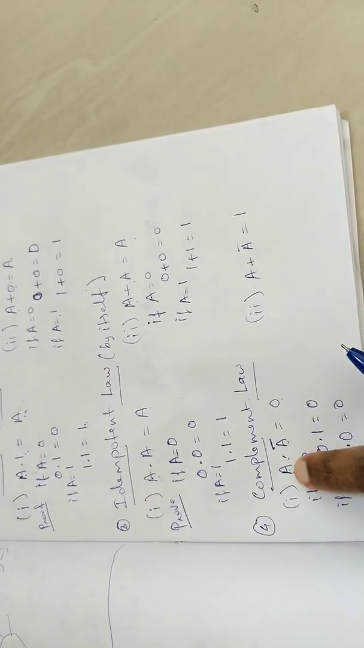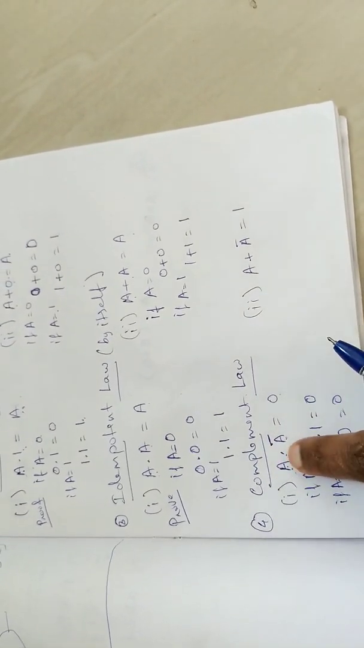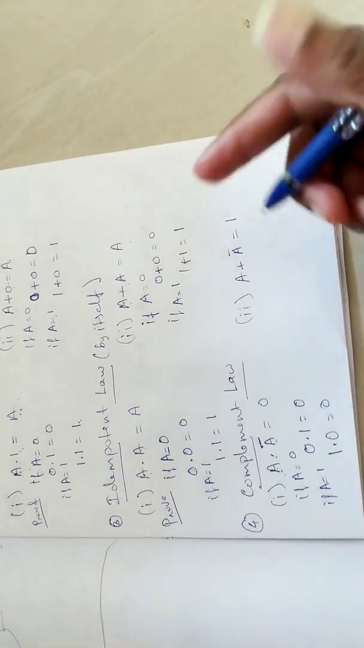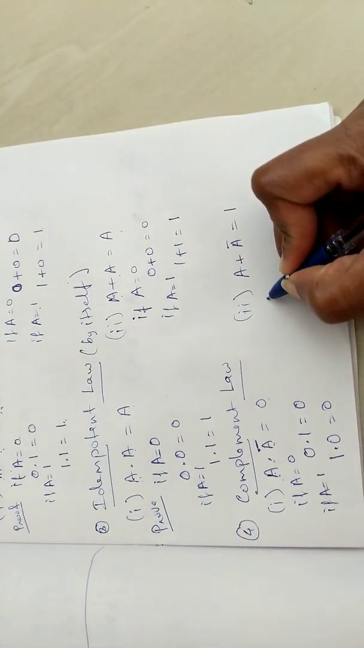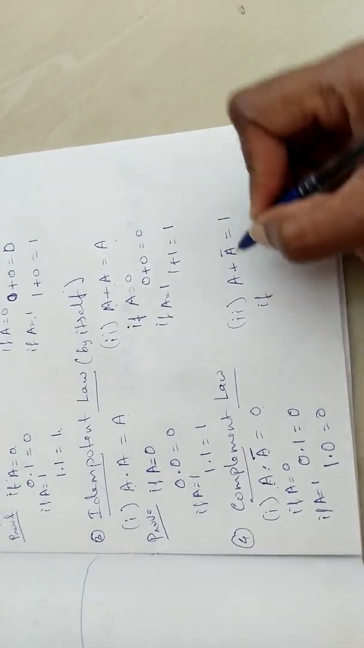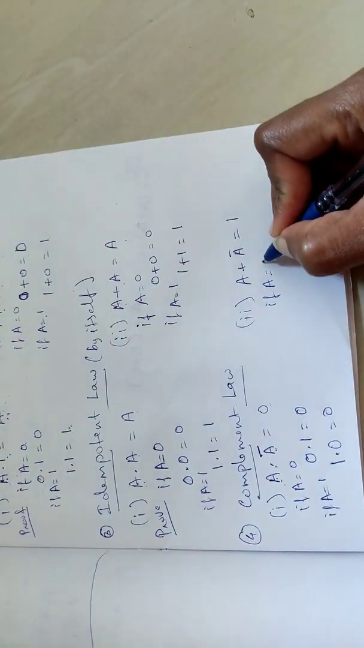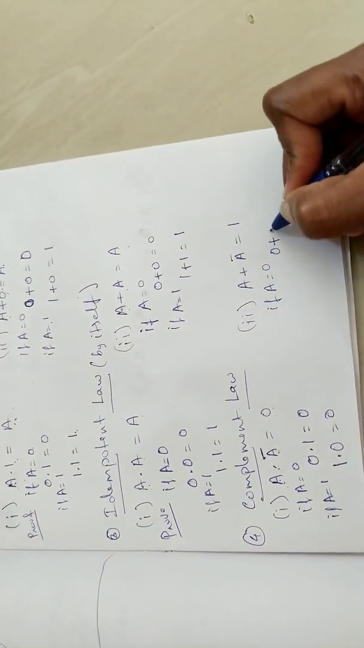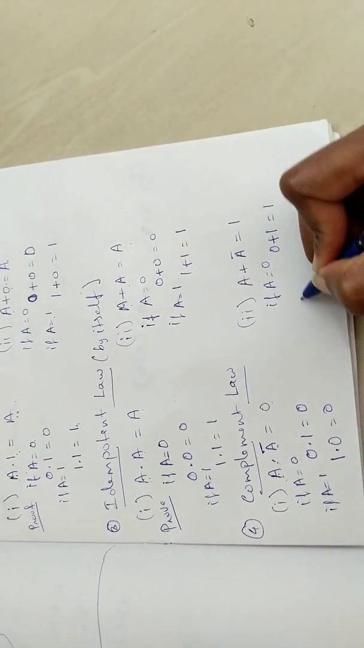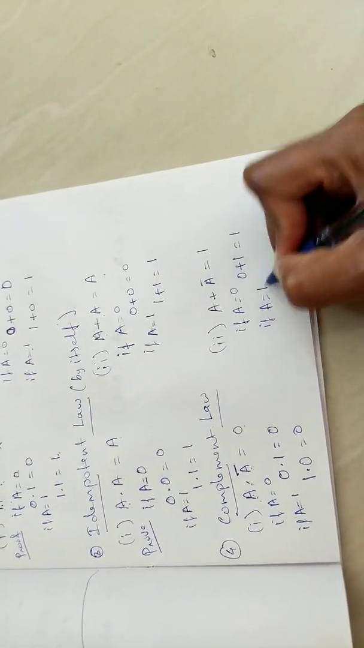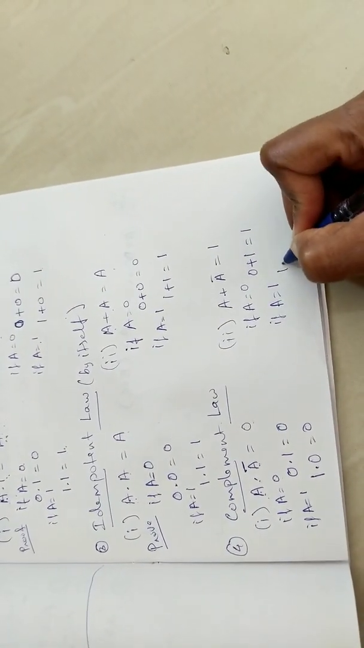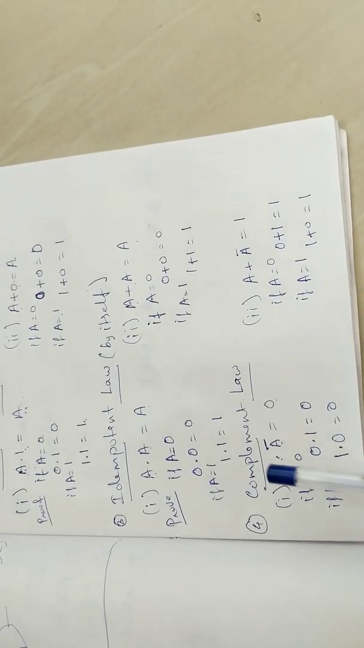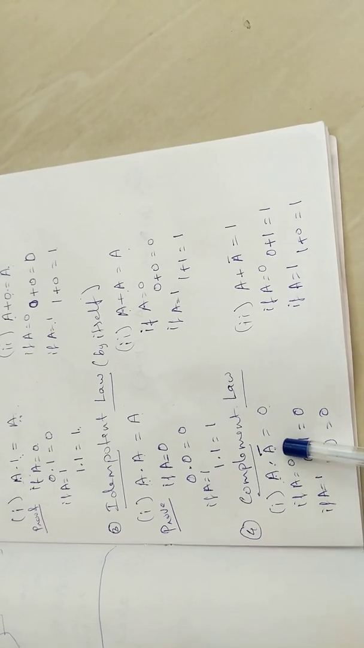So a variable AND with its reverse is 0. So this is your complementary law. Next, coming to the OR operation: if A is equal to 0, then 0 plus its reverse, 0's reverse is 1, so 0 plus 1 is equal to 1. Same thing, if A is equal to 1, 1 and its reverse will be 1. So the complementary law is: a variable AND with its reverse will be 0.